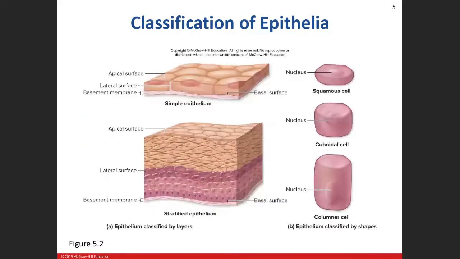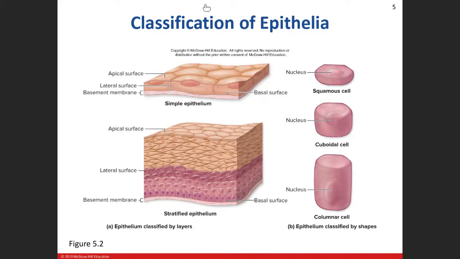I'm going to skip this slide and come right back. All right. So that's what this diagram is also showing you. Apical surface up here, basilar surface down here. This is figure 5.2 in your book. Take a look at it. I love this figure because it basically explains classification of epithelium.